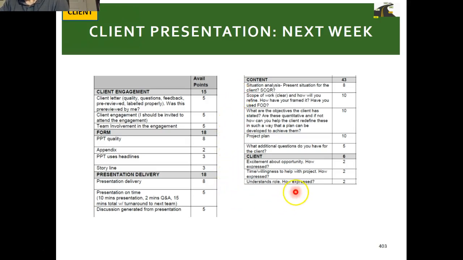But this is the wild card here. Client: excited about the opportunity, willingness to help, willingness to take time. Do you have a scheduled time? And do you understand the role, and do they understand the role, and how do they express it?